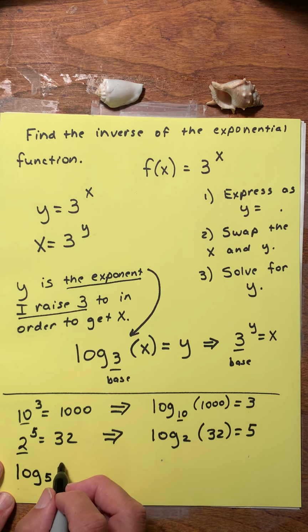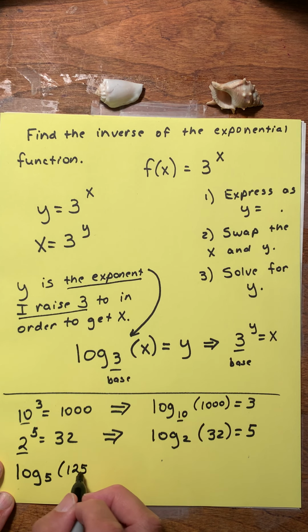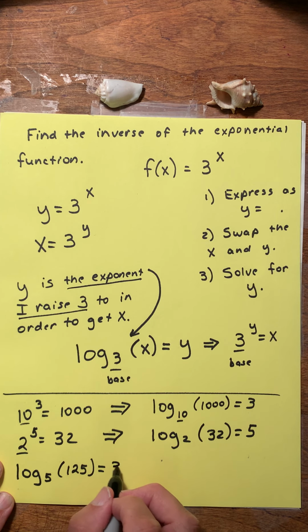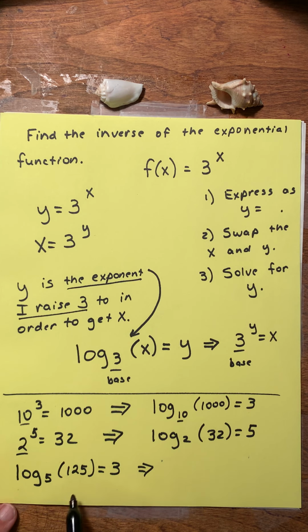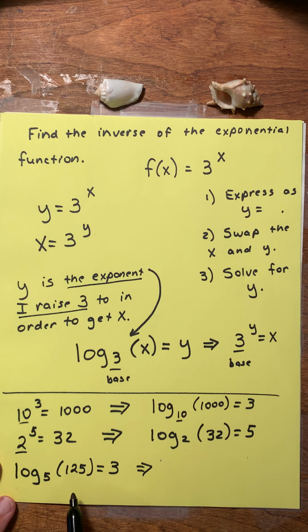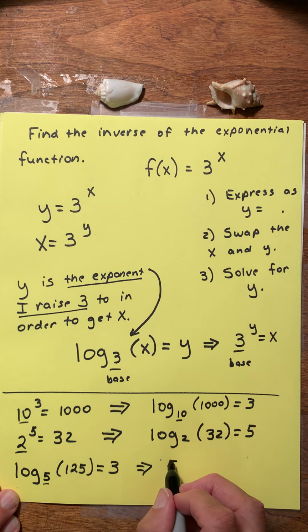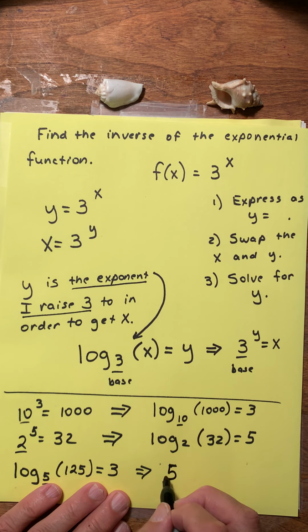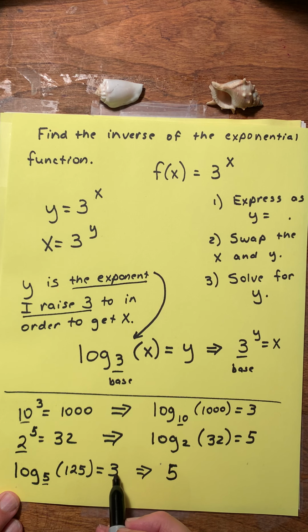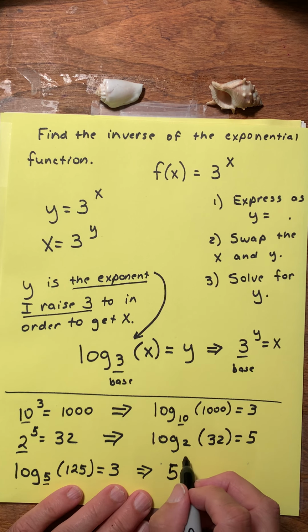Log base 5 of 125 is 3. Can you express that in exponential form? One thing you're going to discover in solving some of our problems is that it's not solvable in logarithmic form, but if I express it in exponential form, I can see what to do. Base, base. 5 to the third power is 125.